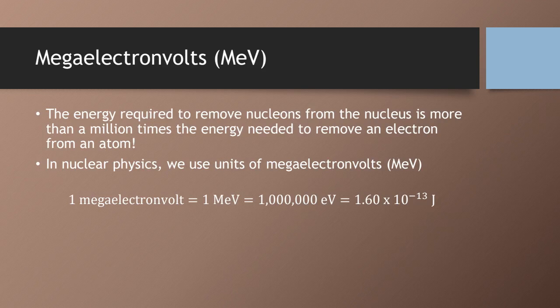If we want to talk about nuclei, the energy to remove nucleons is much, much greater than the energy to remove electrons from an atom. So when we're talking about nuclear physics, about nucleons inside of the nucleus, we use mega electron volts, or MeV, which is 10 to the 6th electron volts. It's a similar prefix to megabytes, which is another metric prefix. 1 MeV is 1,000,000 electron volts, or 1.6 times 10 to the minus 13 joules.